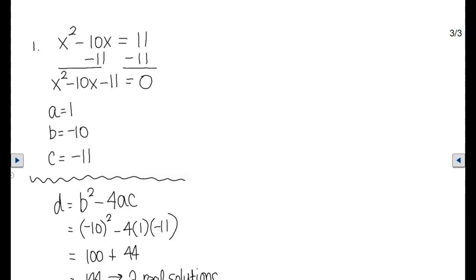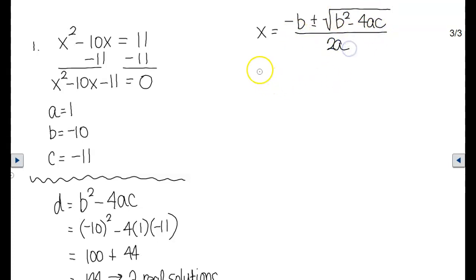So, to recap what we've done, first we got the equation into the right format, identified A, B, and C, and now we have calculated the discriminant, and we've determined that we're going to have 2 real solutions. So now here comes the next step. Here comes the new part. We are going to use the quadratic formula to actually solve this equation.